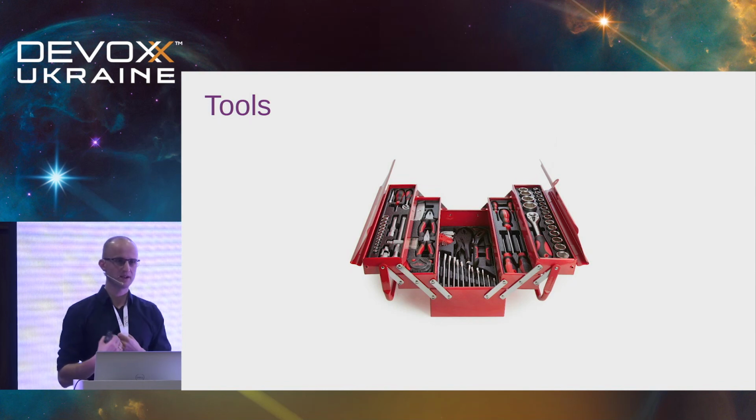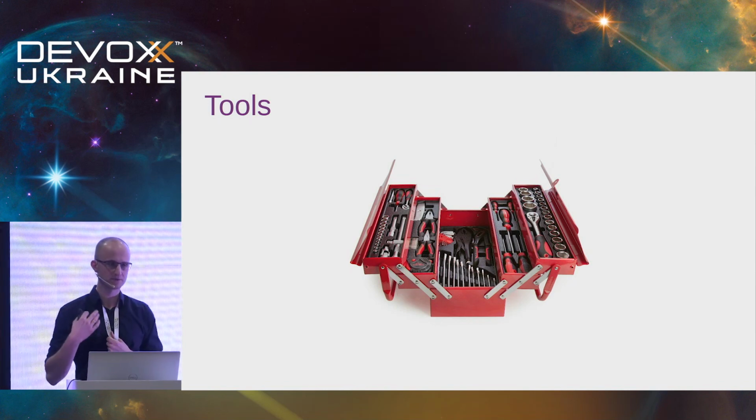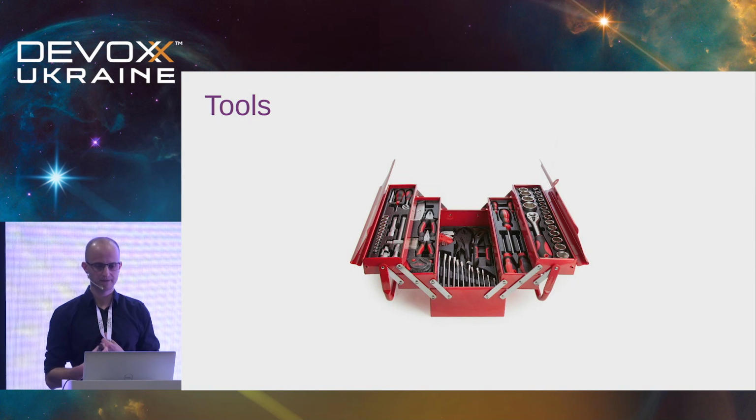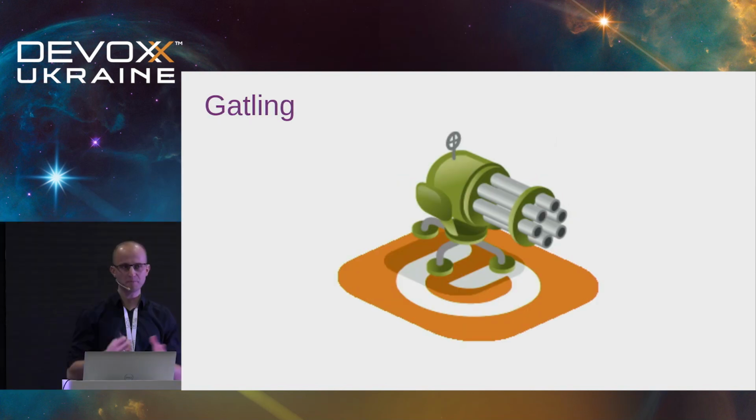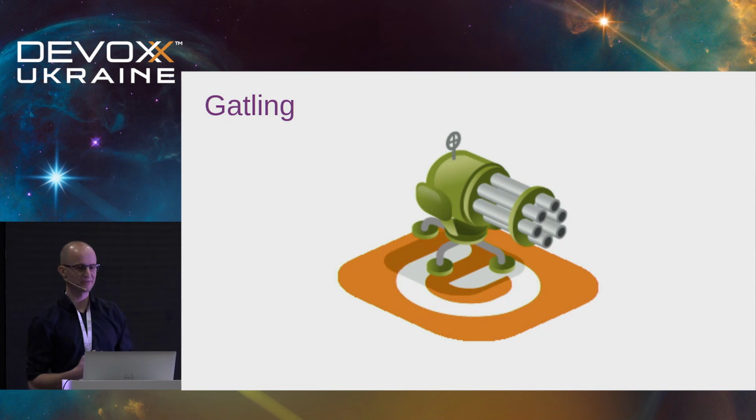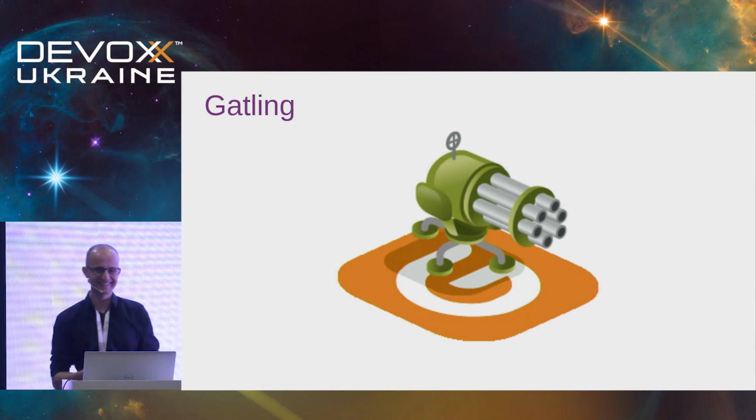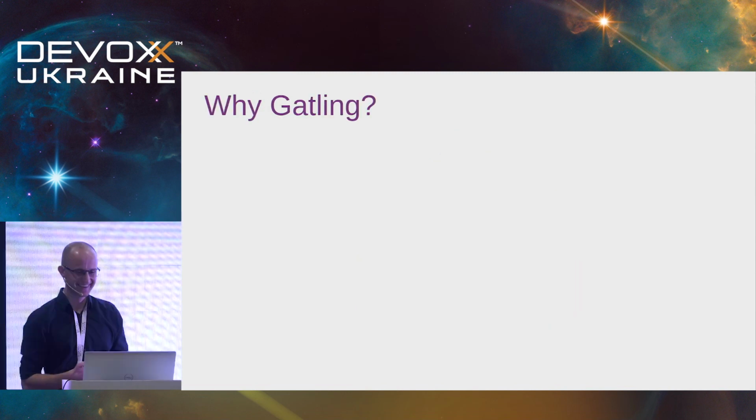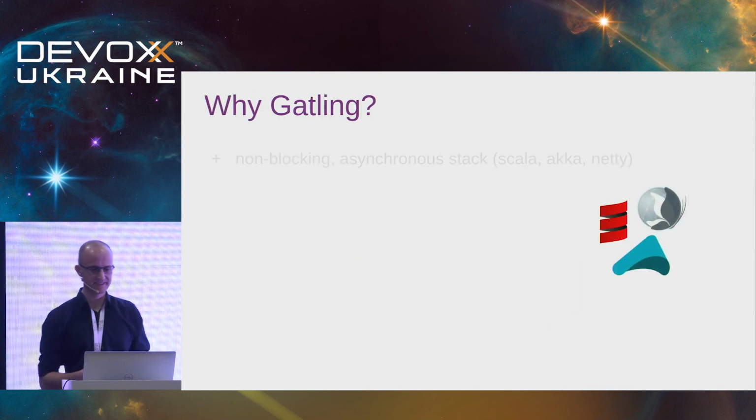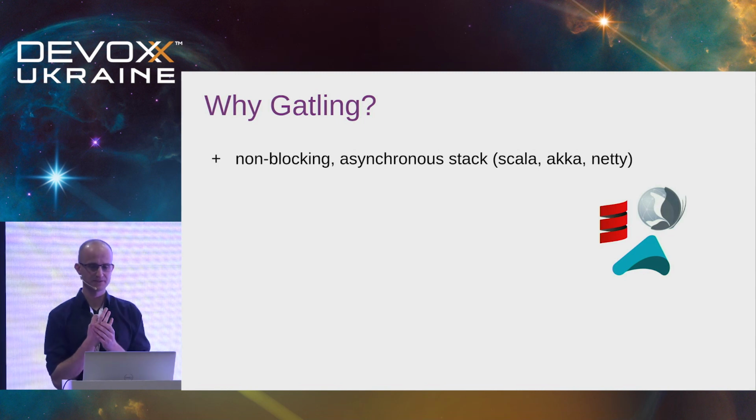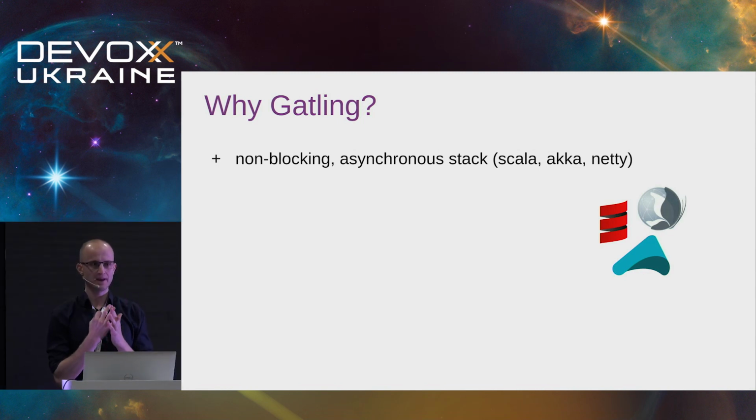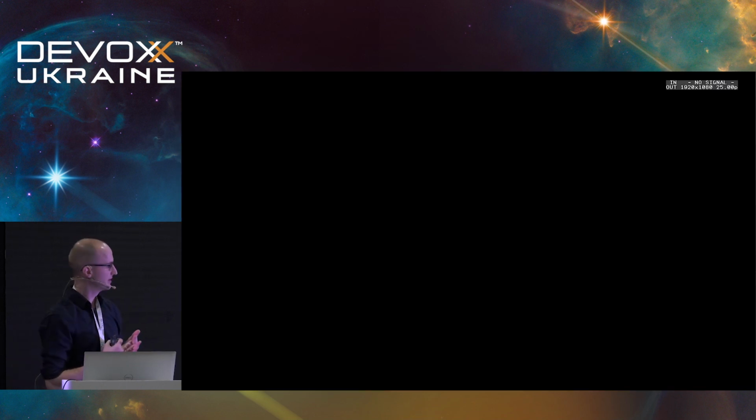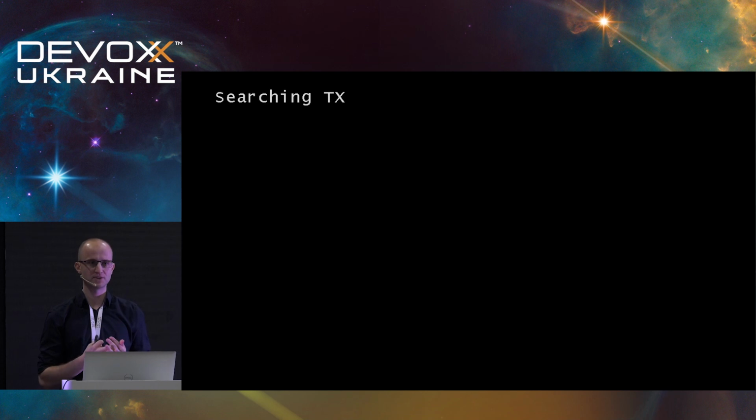And I hope that it will help you to validate your current toolbox. And yeah, we'll see how it goes. So my weapon of choice in case of performance tests is black screen. No, it's Gatling. Why? Because it's based on non-blocking, asynchronous stacks, Scala, Akka, Netty. Each virtual user interaction is represented as a separate actor. And thanks to this, I could generate huge load even from my local machine.